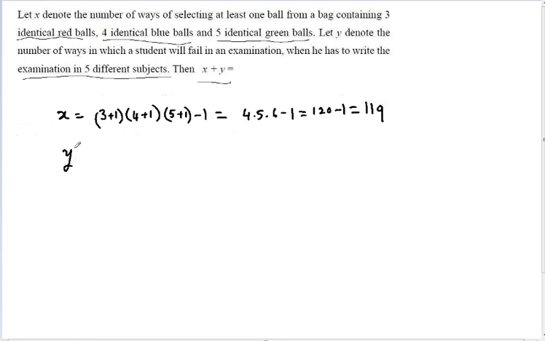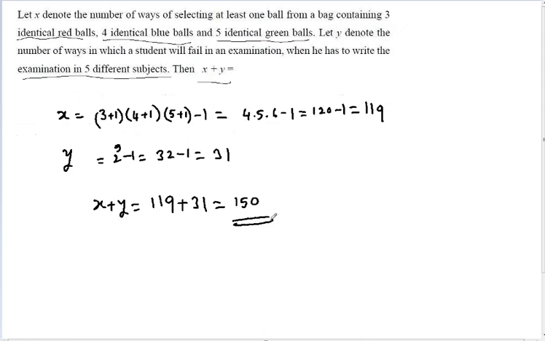And Y is given: a student writes the examination in five different subjects, and the ways in which the student fails in the examination is 2 to the power of 5 minus 1, that is equal to 32 minus 1, that is equal to 31. Therefore X plus Y is equal to 119 plus 31, that is equal to 150. This is the answer.